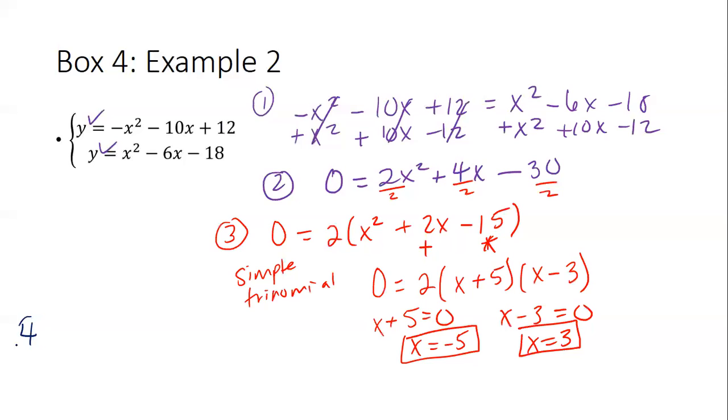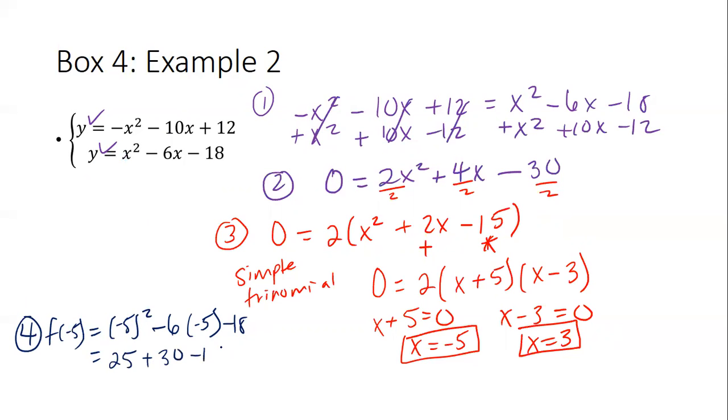Step 4 is to solve for my y's. Doesn't matter which one you use. I'm going to use the bottom one. So I'm going to look for f of negative 5, which equals negative 5 squared minus 6 times negative 5 minus 18. This gives me 25 plus 30 minus 18, which equals 25 plus 12, which equals 37.